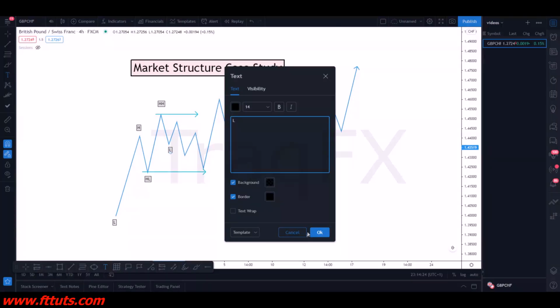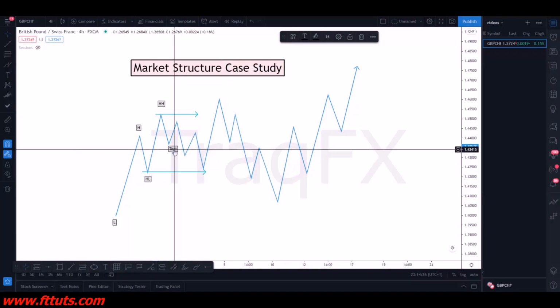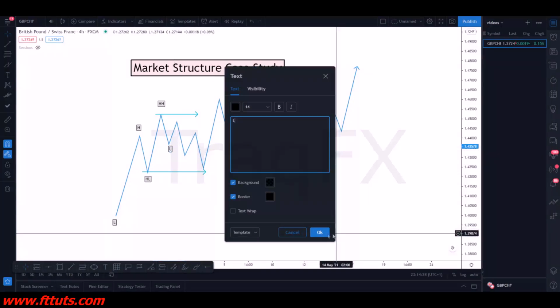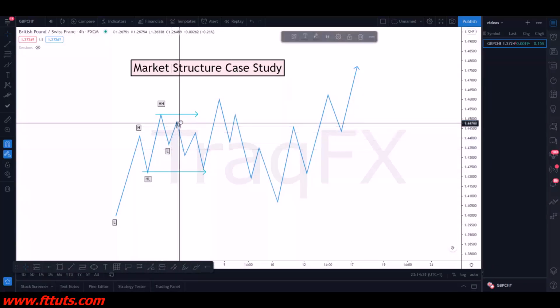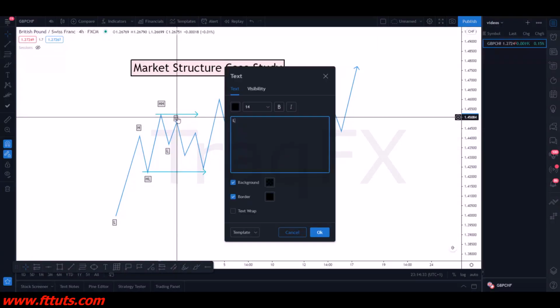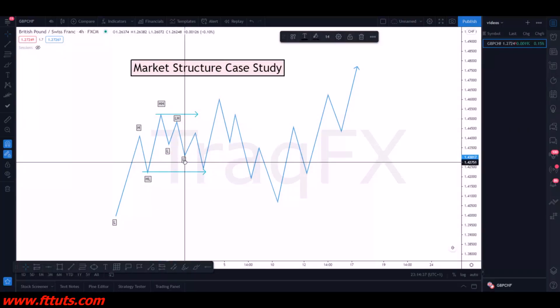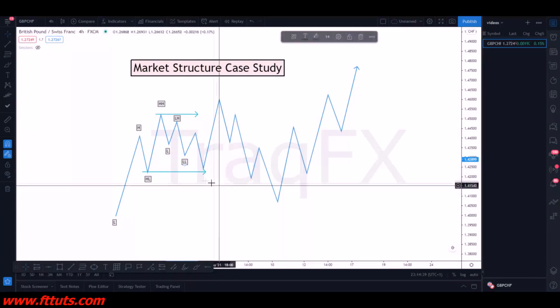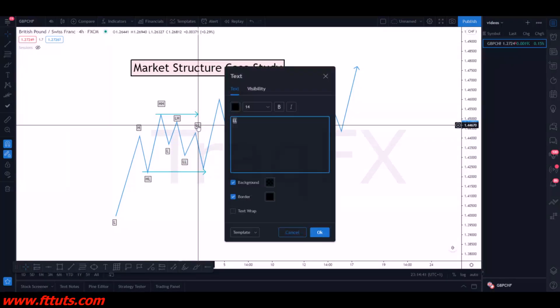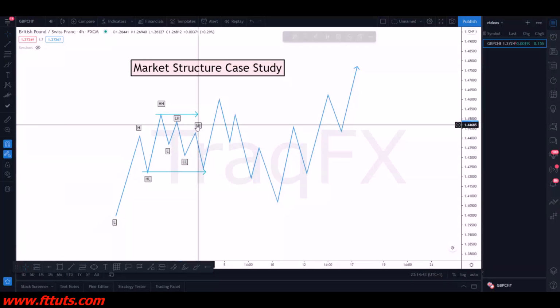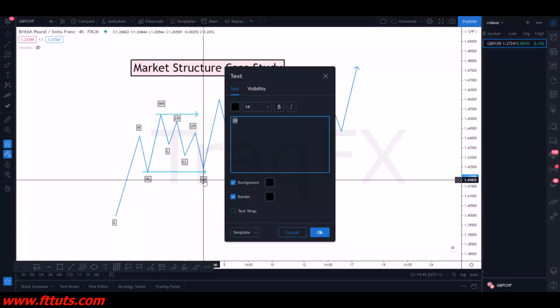Make that capital, boom, a new low. Not sure what just happened here, my bad. New low, and then let's mark up our next lower high, right? Lower high. After that lower high, we're followed by once again another lower low, and then another lower high. Now we're followed by another lower low right here.